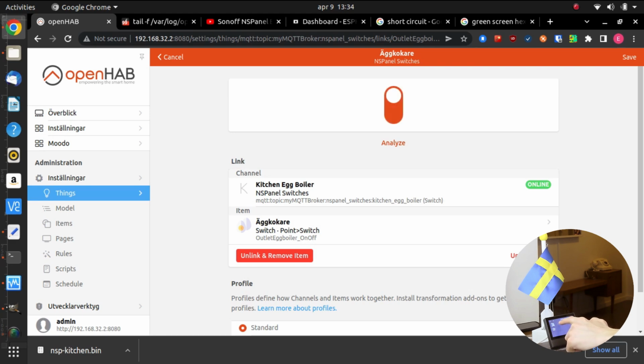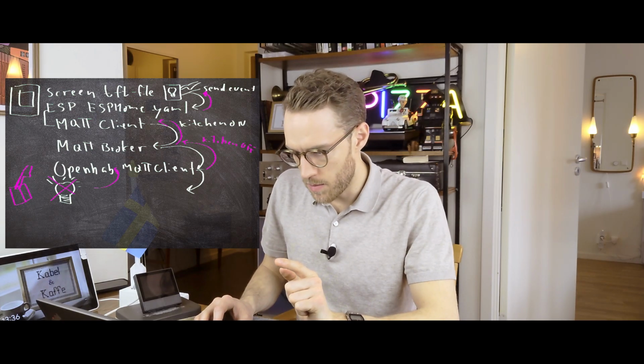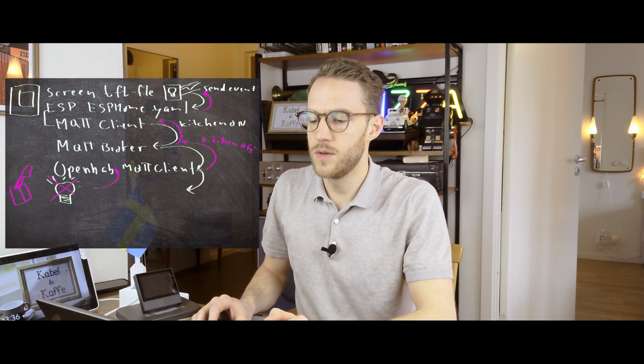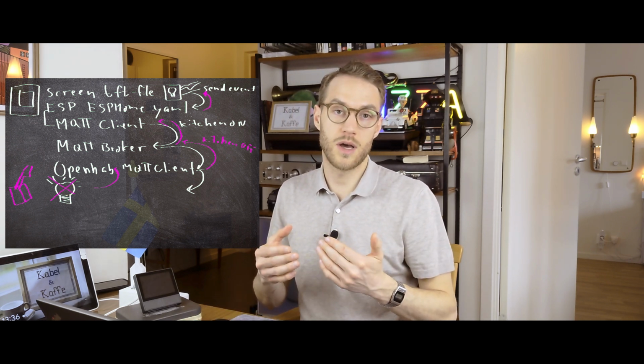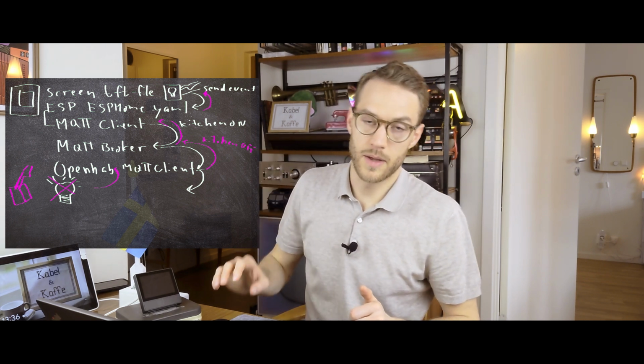Back to this one, so we just saw that a message got from the broker to the OpenHAB MQTT client, and OpenHAB made sure that that message got to the light bulb, but in this case it was a Zigbee outlet, which I have an egg boiler connected to. That's one way. Let's look at it the other way around.